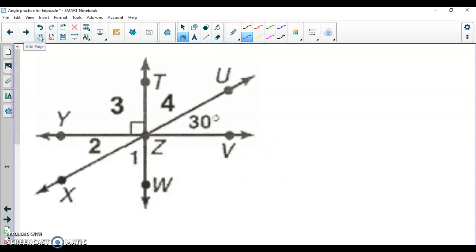Take a second, copy down this picture on your whiteboard, and I'm going to have you attempt to fill in all of the missing angles here.